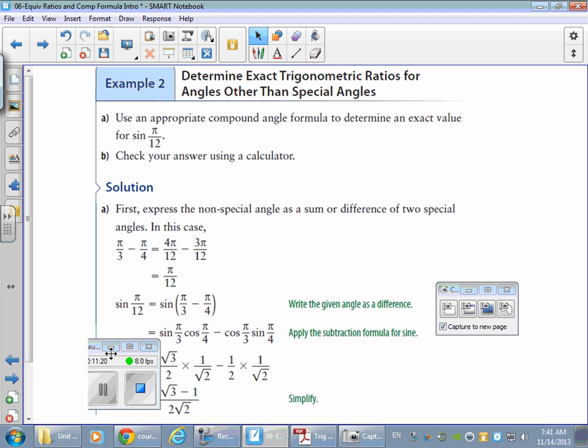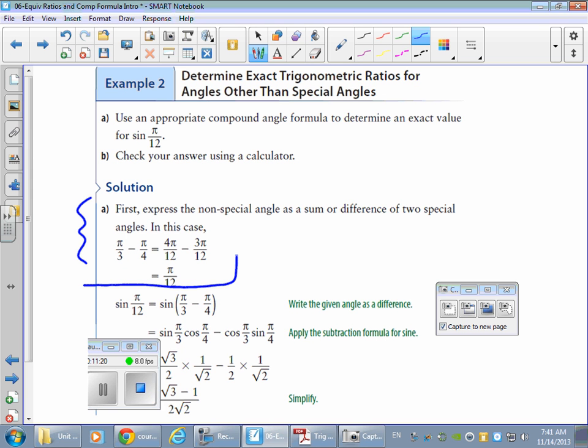Okay, so the second type of question we'll have today, again, similar to this one, example 2. Essentially, you're going to be using the formulas we just saw to solve for, again, exact trig ratios for angles other than the special ones. The key will be sort of in the first step. This will be, I think, the challenging part of the question.